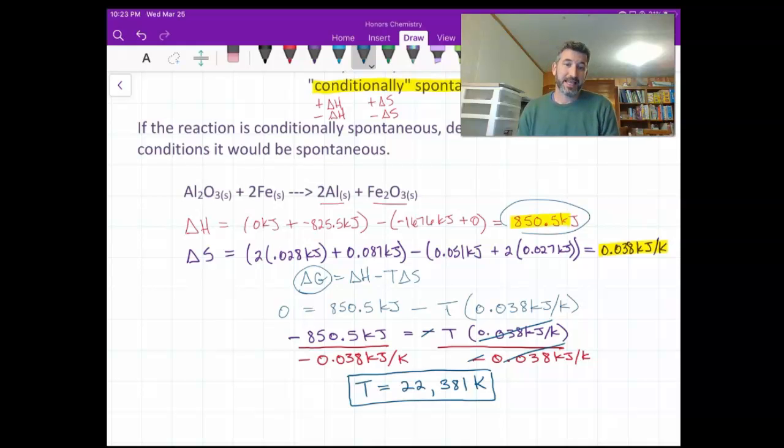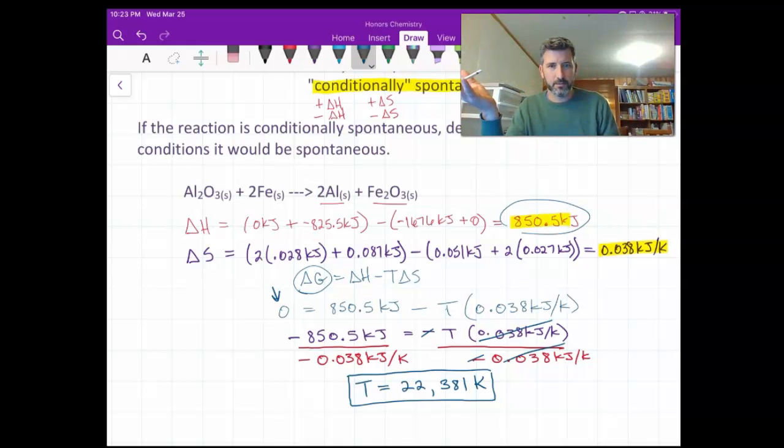Because technically at that temperature, 22,381 kelvins, delta G would be 0, right? That's by definition how we solve the problem. We set delta G equal to 0, which is neither spontaneous nor non-spontaneous. It's like the threshold. It's the top of the hill, spontaneous being on one side, non-spontaneous being on the other.